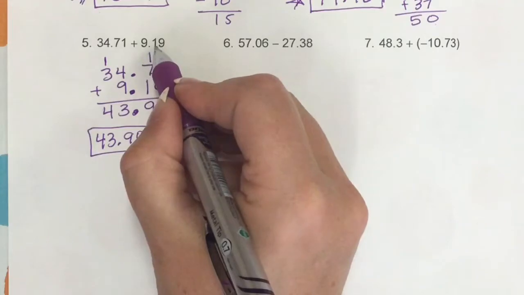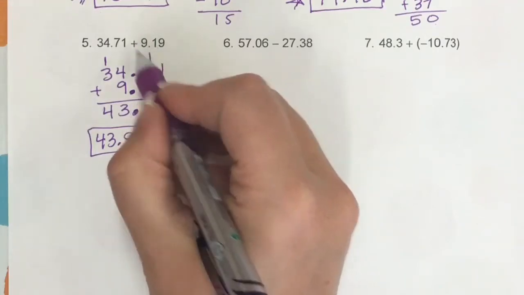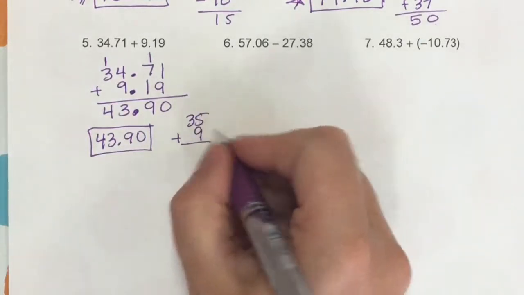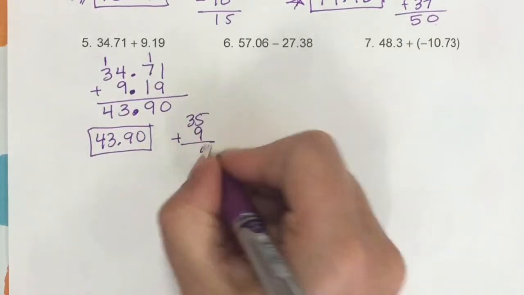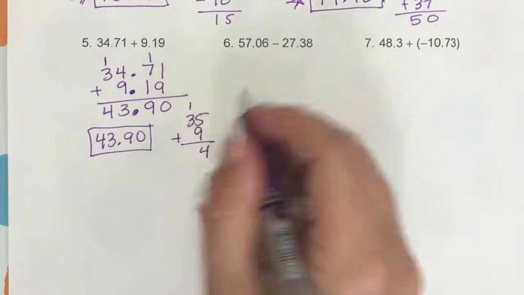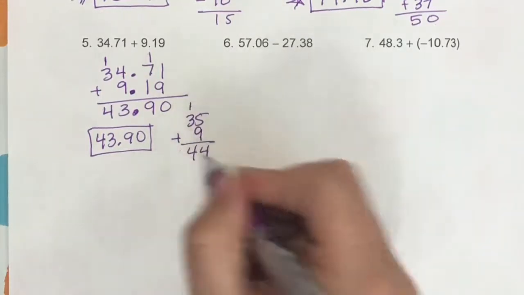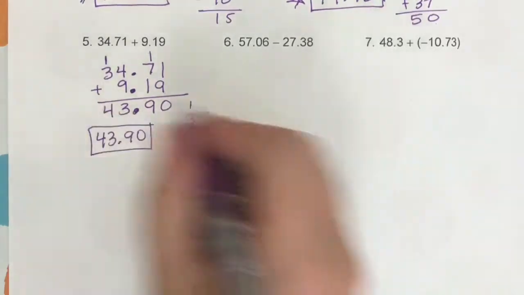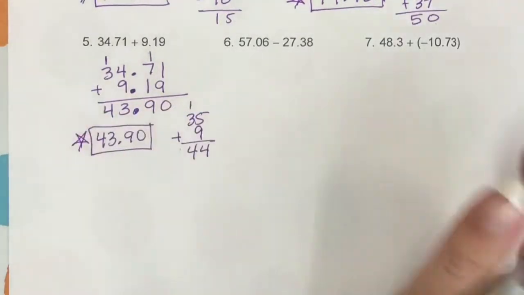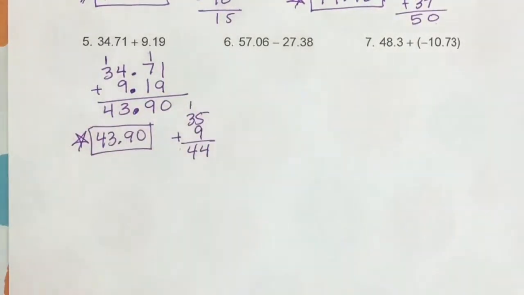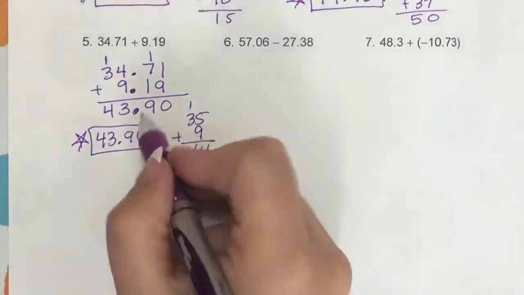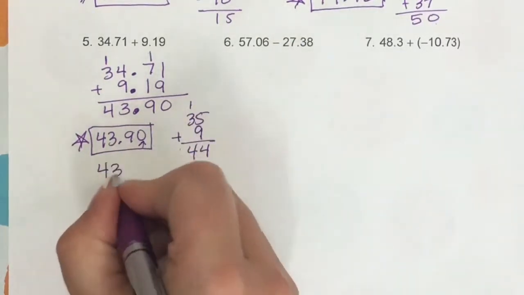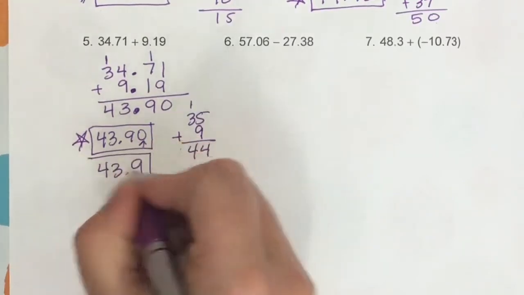We look here, and this has to be a 5 or above, and it's not, so the 9 just stays as a 9. And then we add. 9 plus 5 is 14, write a 4, carry the 1, and 1 plus 3 is 4. And 44 is really, really super close to 43.9, so we know that we're right. And when you're doing this problem, I should have noticed this, but I didn't. This 0 is not really needed. So you can really just write your answer as 43.9.